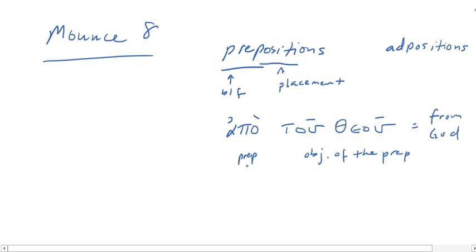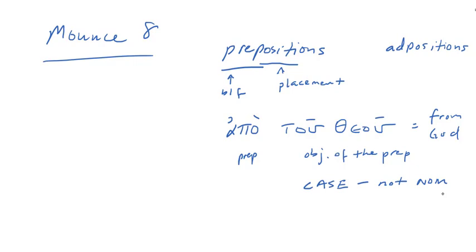Now, one other thing that is important to remember is that prepositions are going to take an object of the preposition. The case of the object of the preposition will not be what case? Yes, it will not be nominative case. It could be in genitive, dative, or accusative case, but not nominative case. Beautiful.